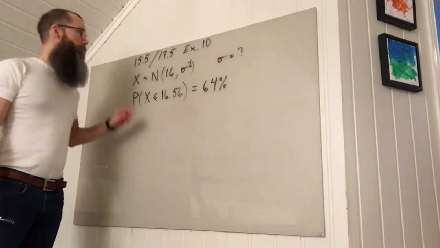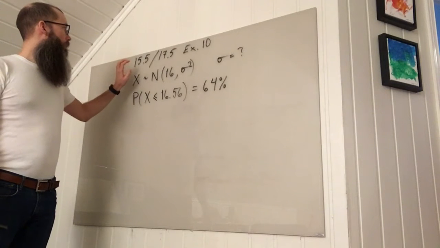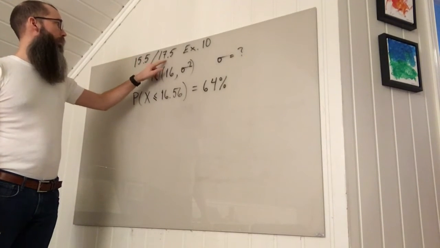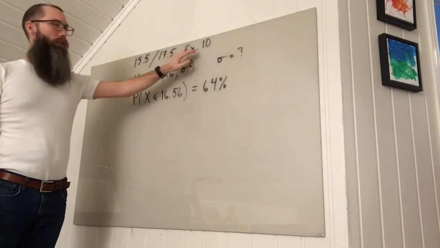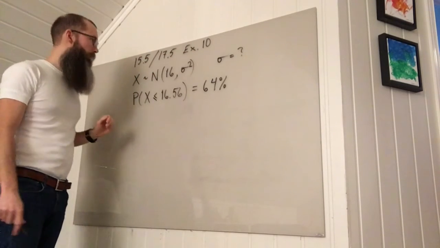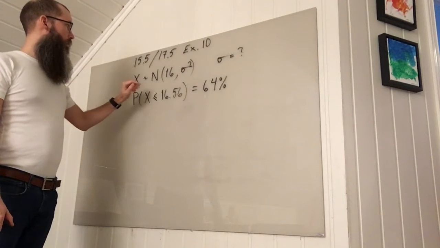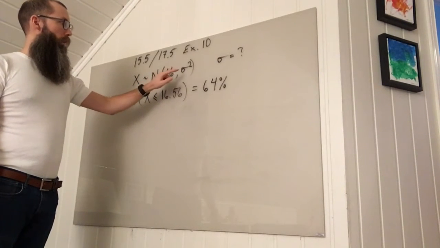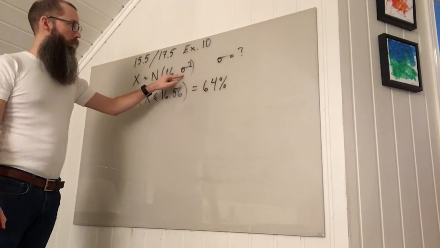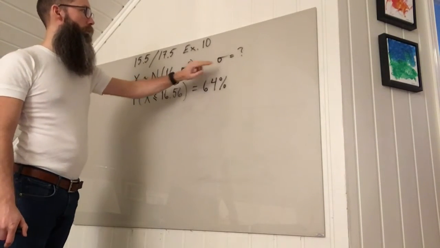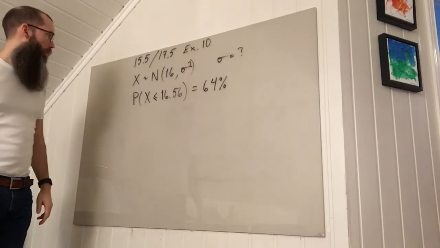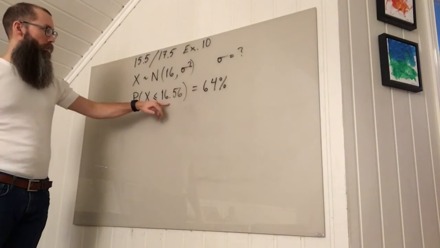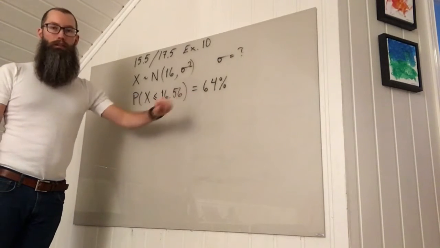Let's take an exercise. It's from section 15.5 or 17.5. 17.5 in higher level, 15.5 in standard level, and it's exercise 10 in both books. So x is normally distributed with expected value mu and unknown variance sigma squared. And we want to find sigma, the standard deviation. We're given additional information. The probability that x is less than 16.56 is 64%.